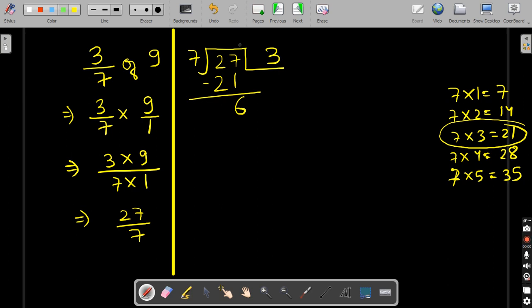Now, what is the process I told you? Here it is written as your 6. You will make one straight line. What is the remainder? 6. It will go up, and what is the divisor? 7. That will come down. So what is the mixed fraction? 3 6 by 7. Hope you are getting the logic of how I am making it. One more question, let us solve.